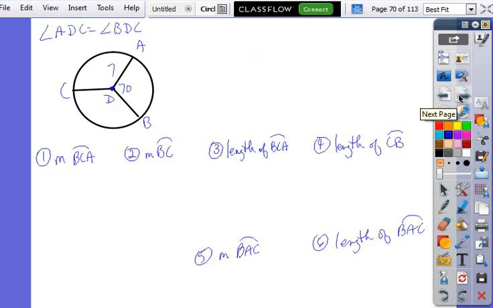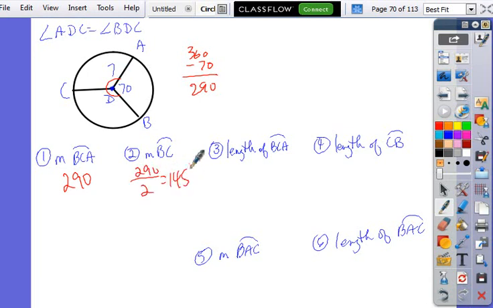All right. This one we had trouble with on the quiz. It tells me that these two angles are the same. So I'm going to say 360 minus 70, and that gives me 290. So that tells me all of that part for BCA right there. These two are equal. Well, it's 290 divided into two equal parts. So each part would be 145. And then when it says length, I go back and say, well, degree over 360 times 2 pi r. R is 7. Type it in, you got your answer.